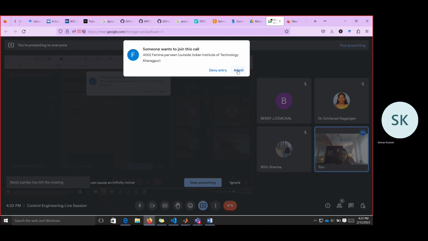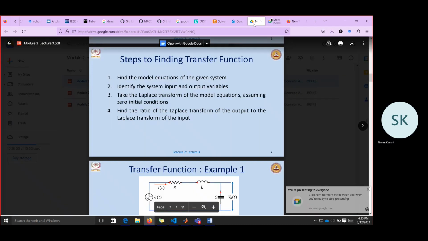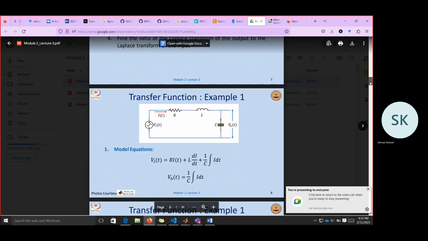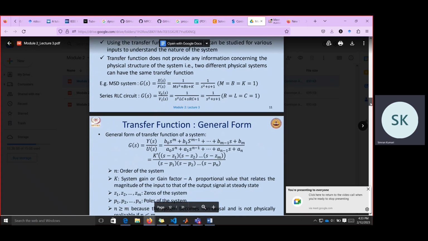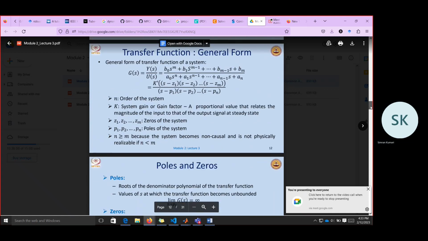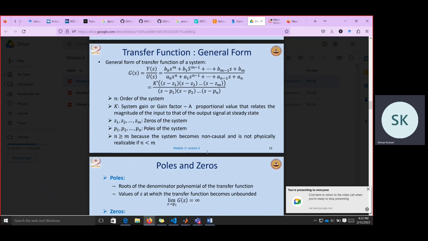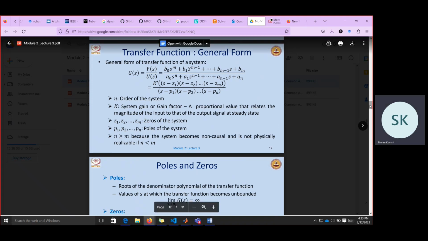After that, there are some examples that have been discussed, and this diagram representation also. There is one more thing: the number of poles will always be greater than or equal to the number of zeros, because a system in which the number of zeros is greater than the number of poles is not realizable. So any existing system cannot have more zeros than poles. So that is one thing.